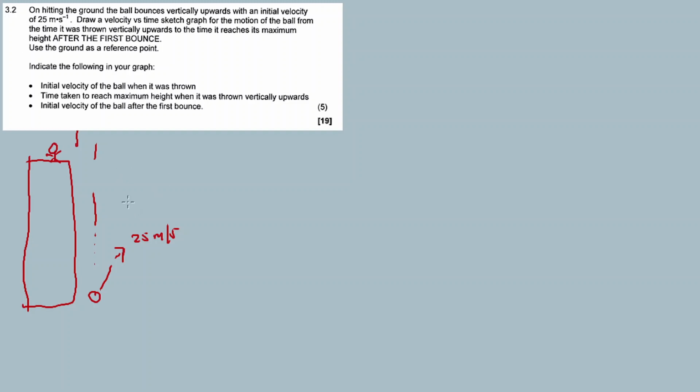So we want to draw a velocity time graph from the moment the ball is thrown upwards until it reaches the ground, then it hits the ground, then until it reaches the maximum height after the first bounce. Use the ground as a reference point. Indicate the following in your graph: the initial velocity of the ball when it was thrown.